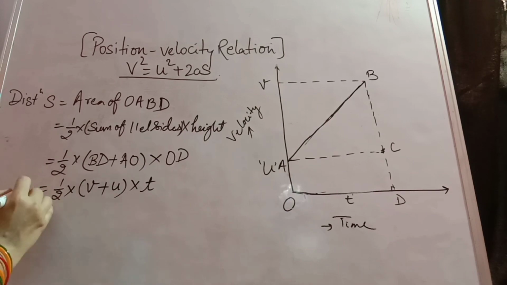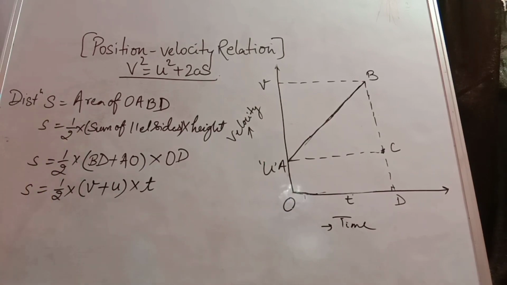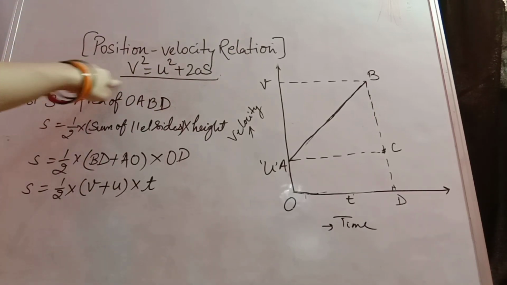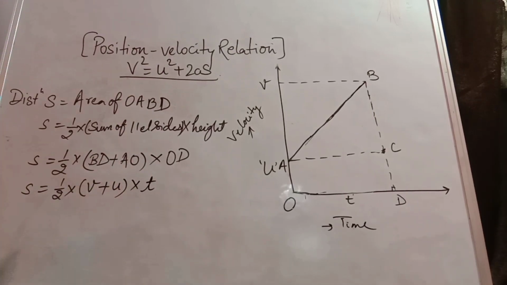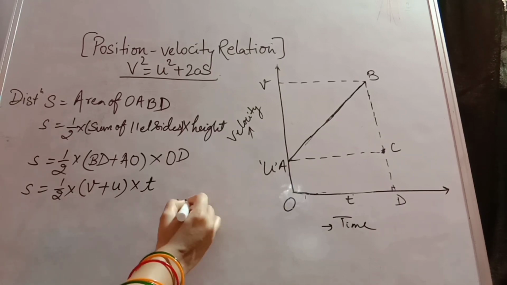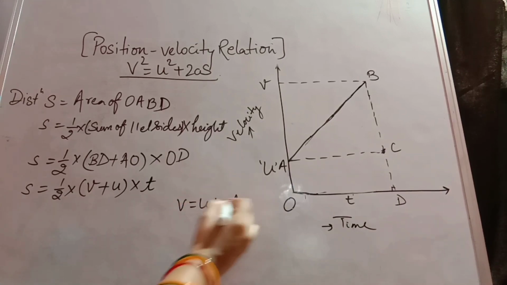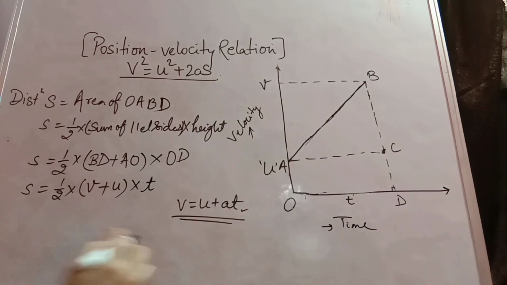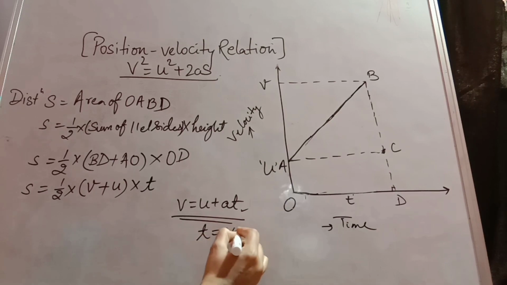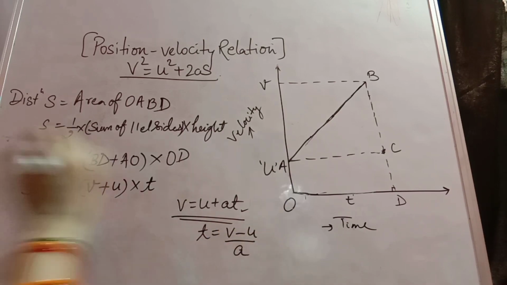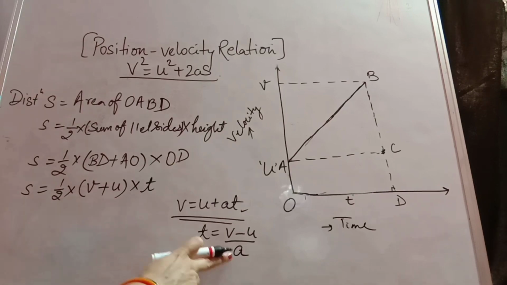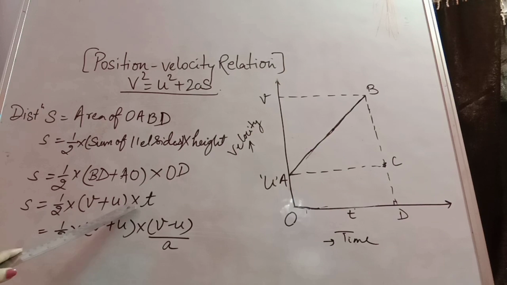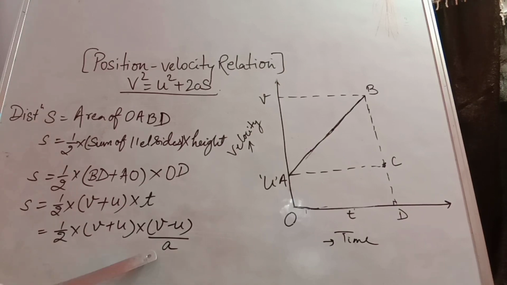Now again from the first equation of motion you have to substitute the value of T, because in the position velocity relation T is not there. You have to eliminate T. Again, what is the first equation? V is equal to U plus AT. This is your first equation. What is the value of T? From this equation, T is equal to V minus U divided by A. So this value you have to substitute in here. We substitute the value of T from the first equation of motion, that is V minus U divided by A.